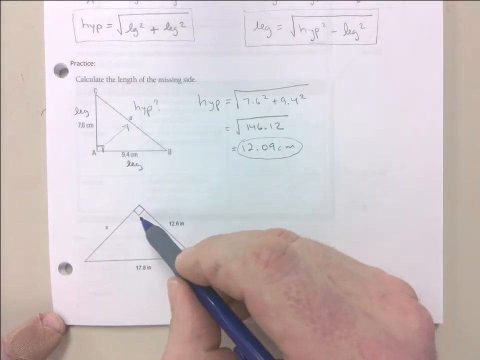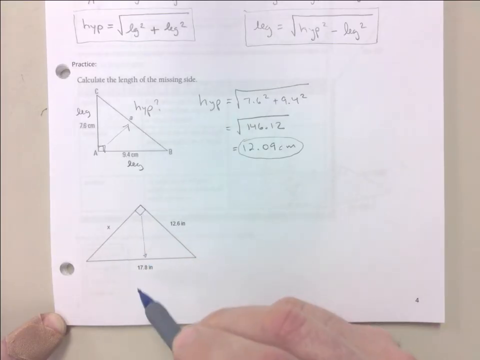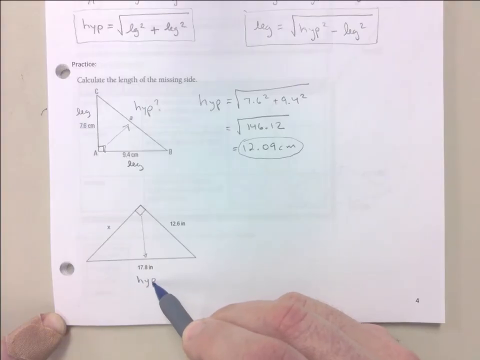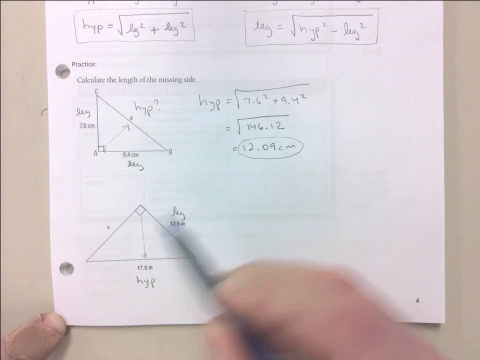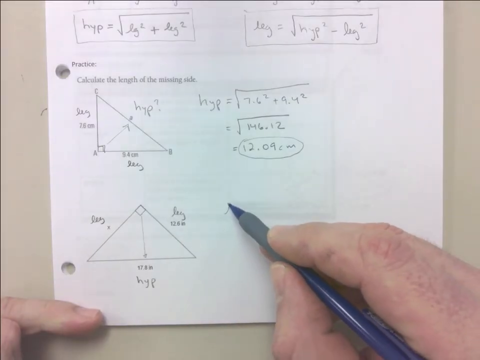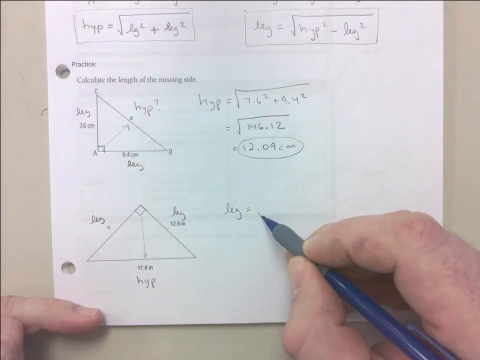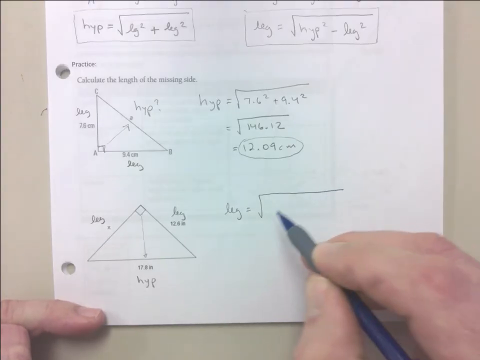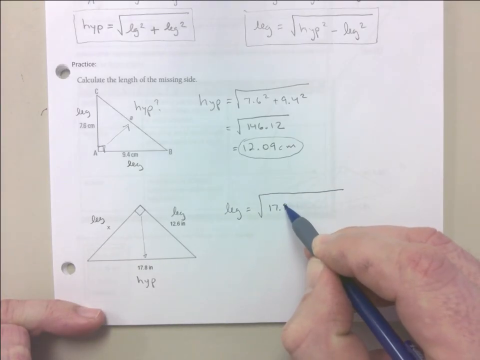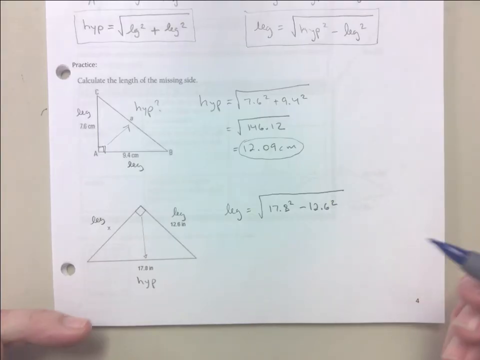Next, label your triangle first, right? Across the 90, that's the hypotenuse, which means that this is a leg and this is a leg. So you're missing one of the legs. One of the legs is unknown, okay? So you would go leg, or you can call it x, whatever works for you, is the square root of the hypotenuse squared minus the other leg squared.